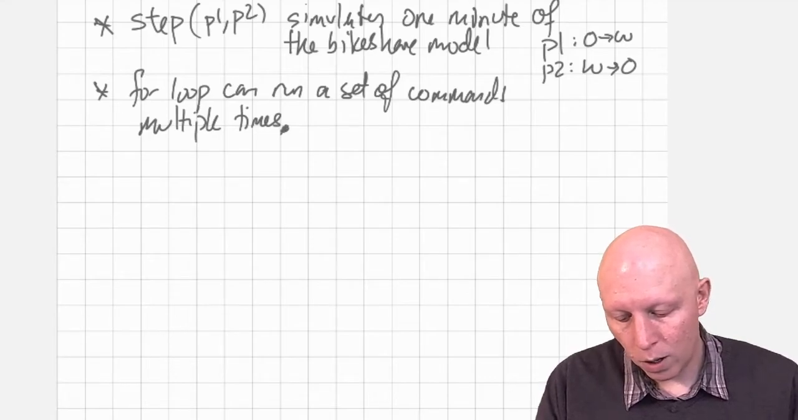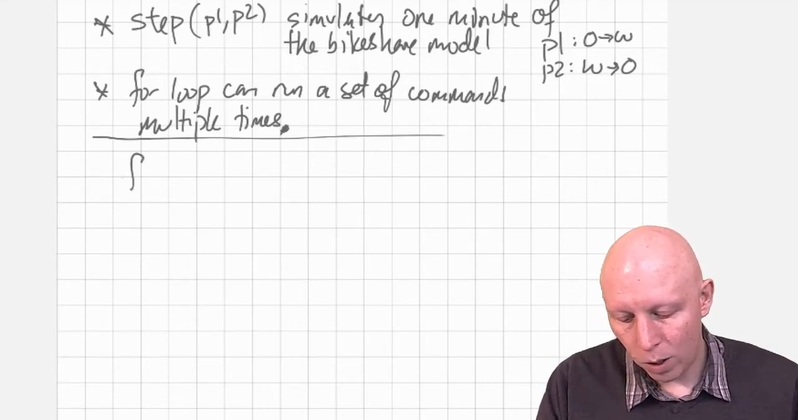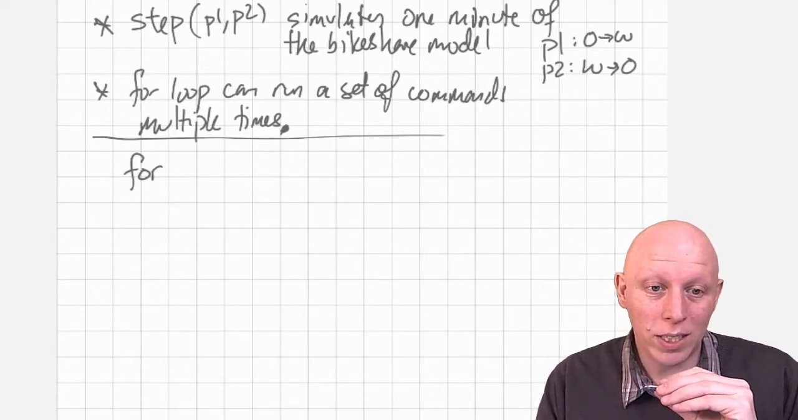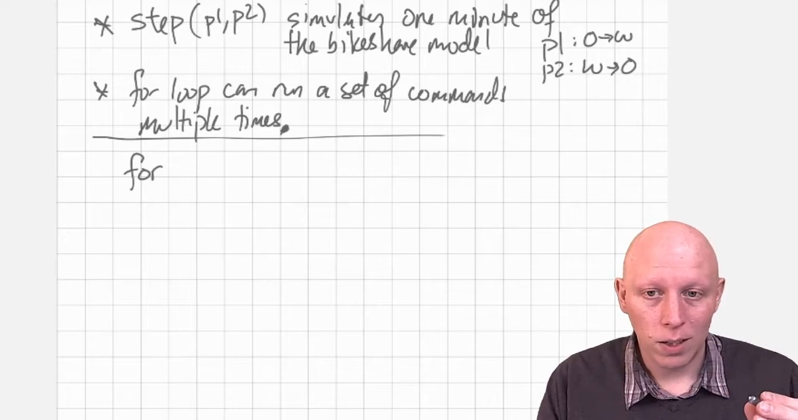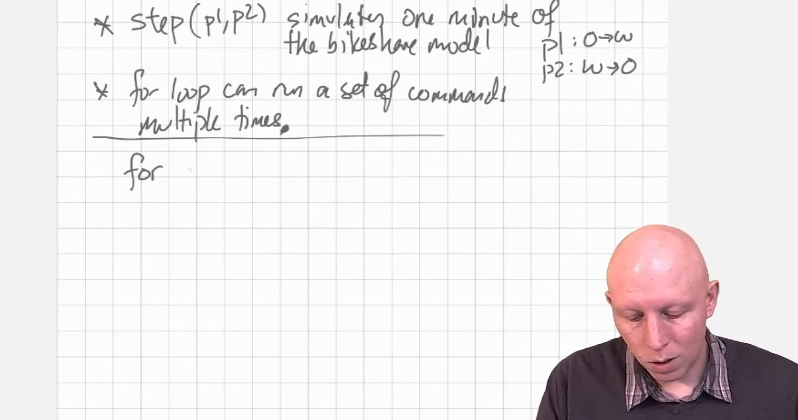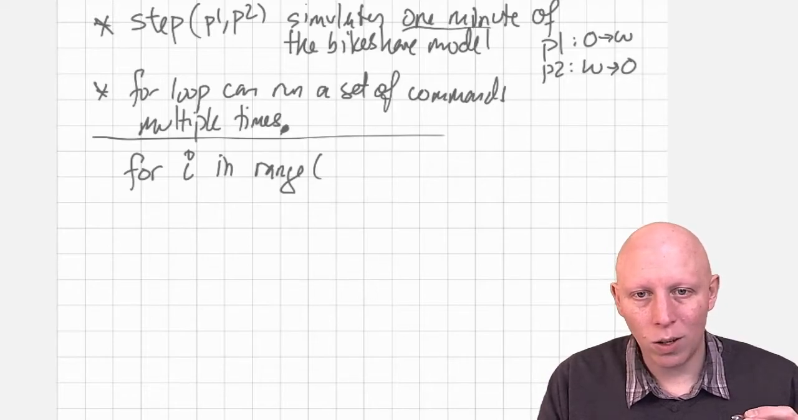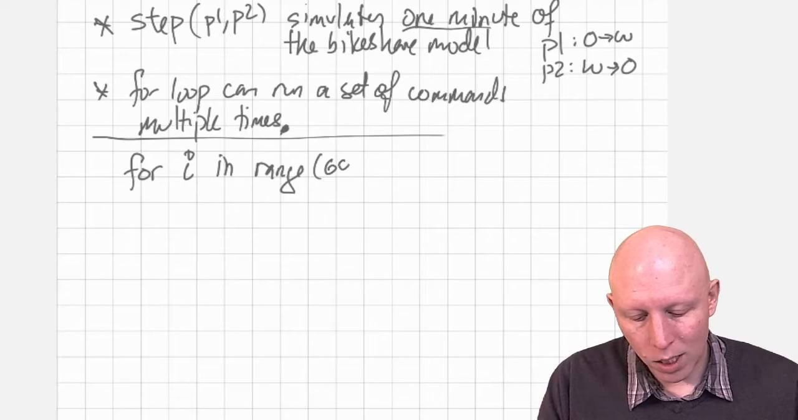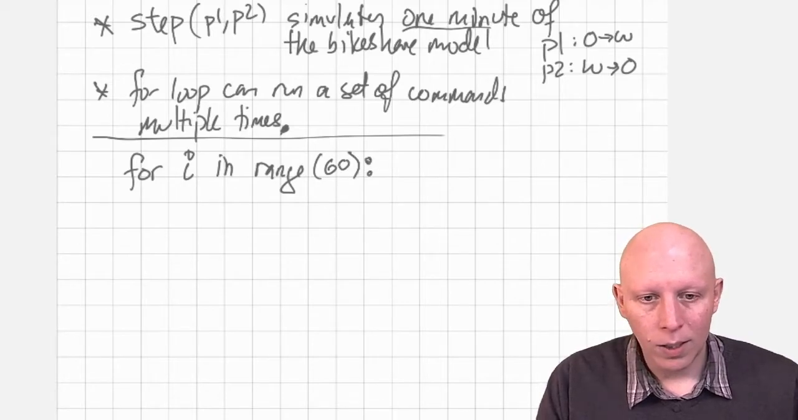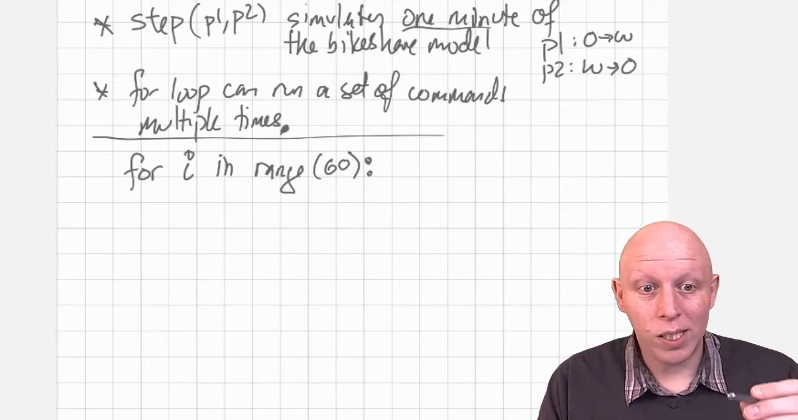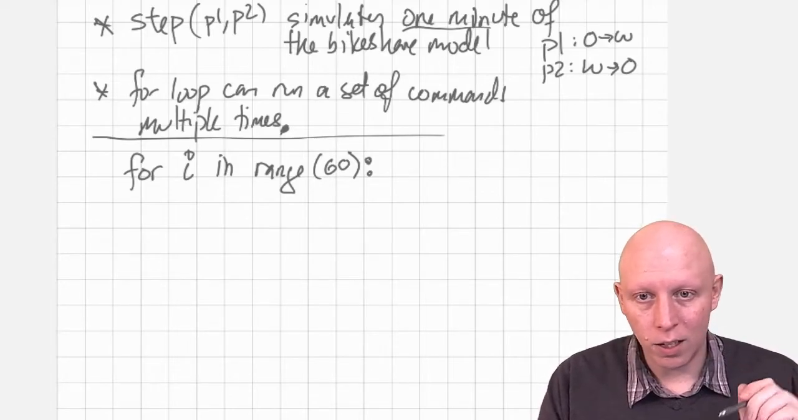All right, so we're going to set this up and we say, okay, if we want to simulate our bike share simulation for 1 full hour, then we'll use maybe for i in range. This step does 1 minute, and since we want a full hour, we'll do a range of 60. So this for loop is going to happen 60 times from 0 up to 59.